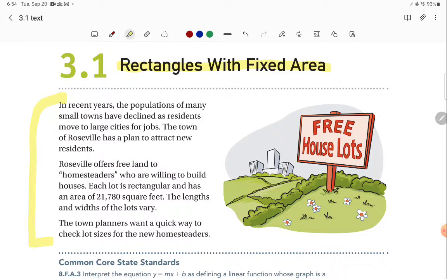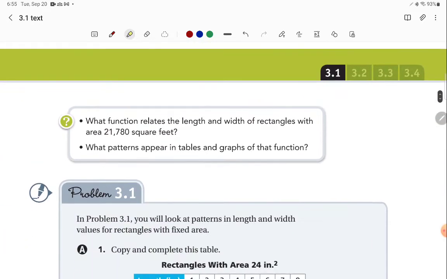This problem is all about these homesteaders who go and purchase land, and they can purchase land at 21,780 square feet. Now the lengths and widths can vary, but the acreage or the square footage cannot. So we're going to look at different ways that we can get 21,780 square foot lots.